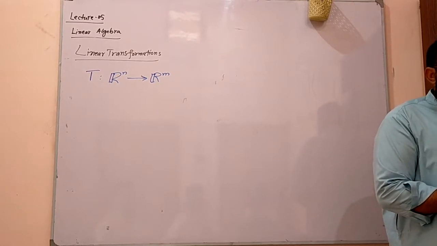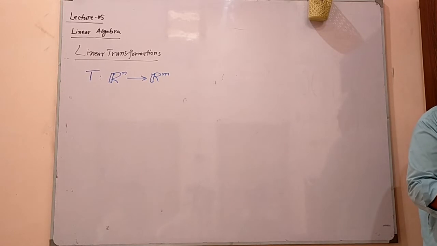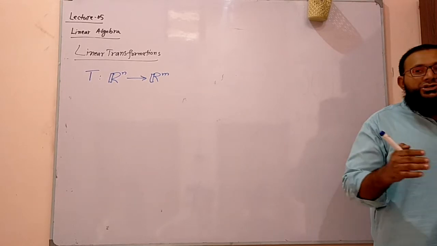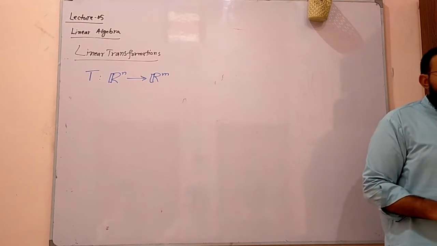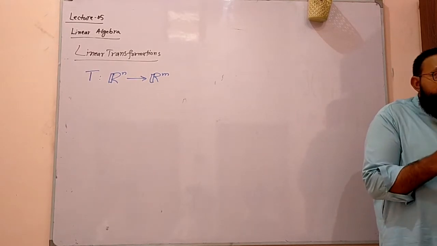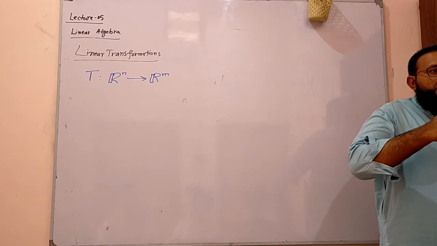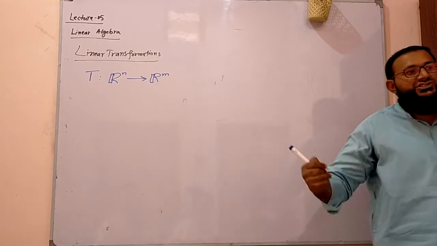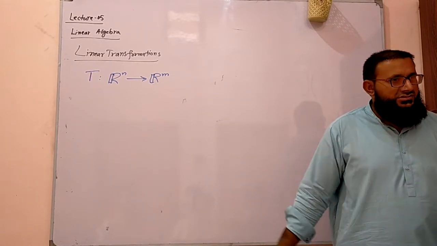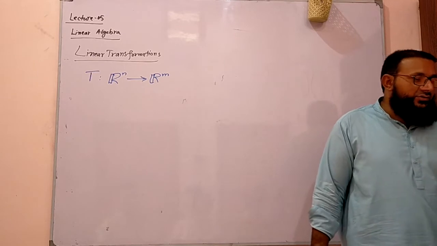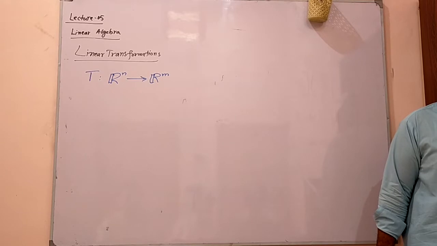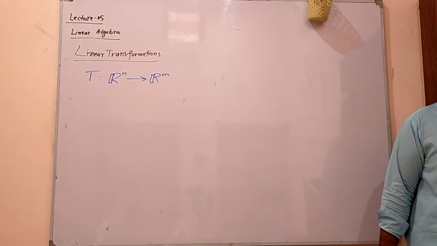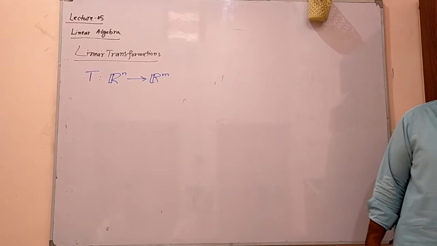And n and m are the dimensions. For example, you take a vector in 3 dimensions and you get a vector in 2 dimensions, or you input a vector of 2 dimensions and you get a vector in 3 dimensions, and so on. This is a very beautiful idea. We'll be looking at this geometrically, what it means, by looking at many examples. But basically, this transformation must satisfy certain properties.